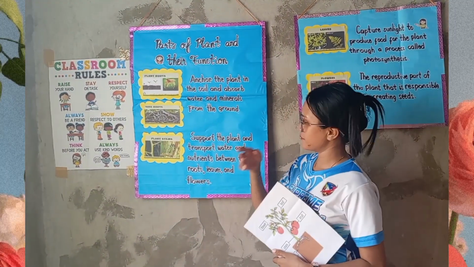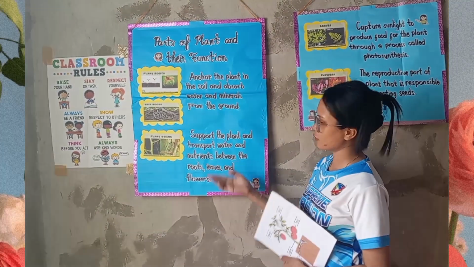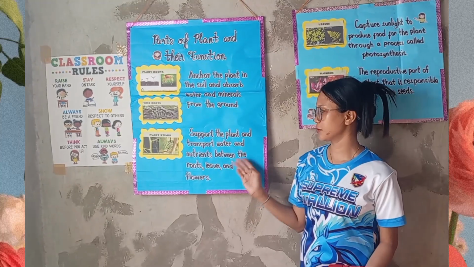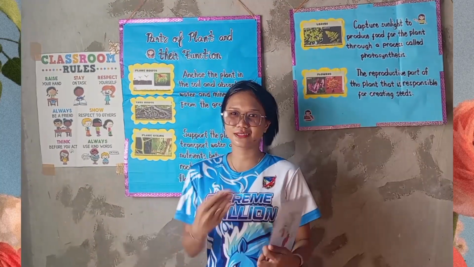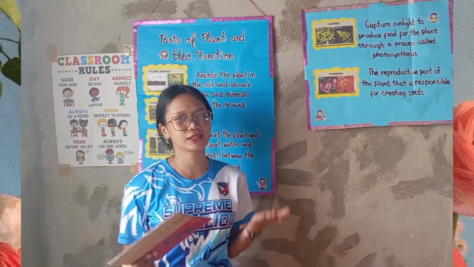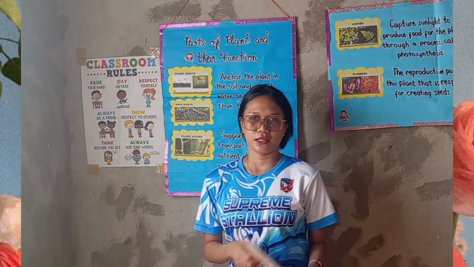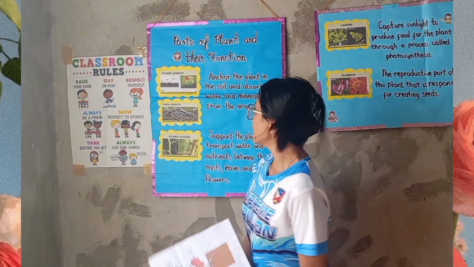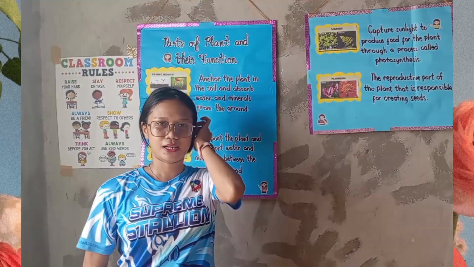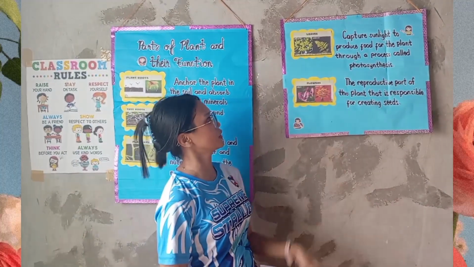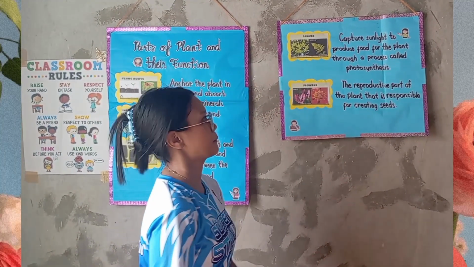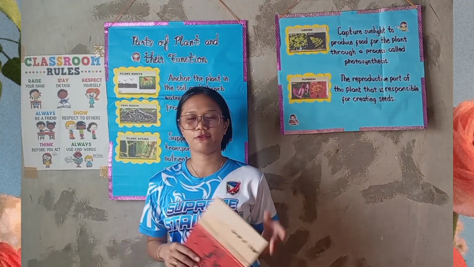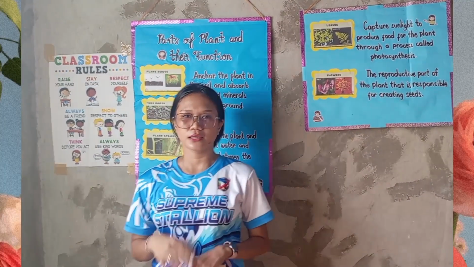And then the second one is the plant stem. The plant stem supports the plant and transports water and nutrients between the roots, leaves, and flowers. So the stem supports the plant so it can get lots of light. It carries water and nutrients from the roots to the different parts of the plant. So now let's proceed to the leaves. The leaves capture sunlight to produce food for the plant through a process called photosynthesis. This process is called photosynthesis.